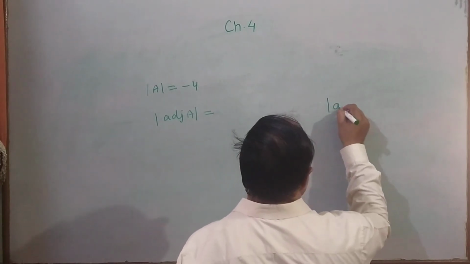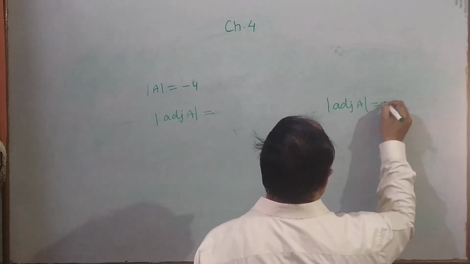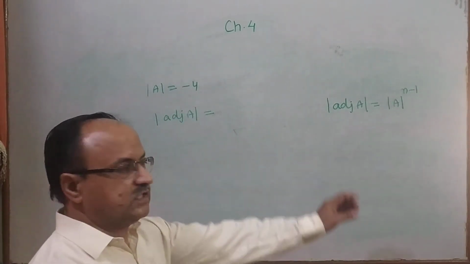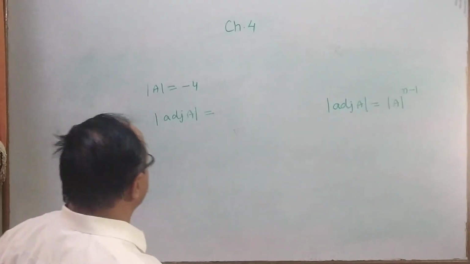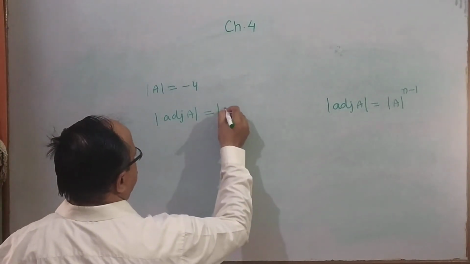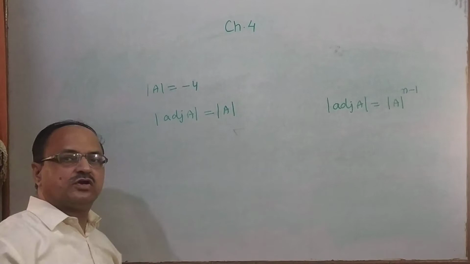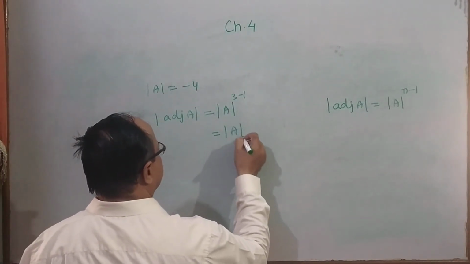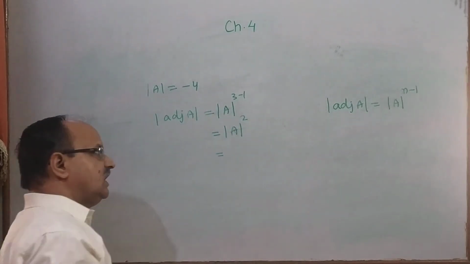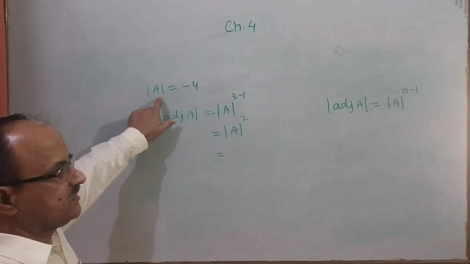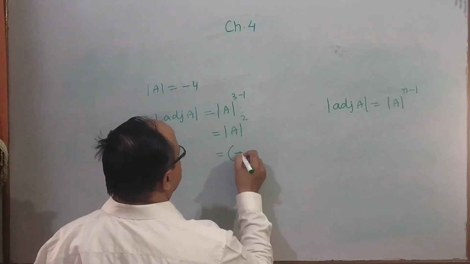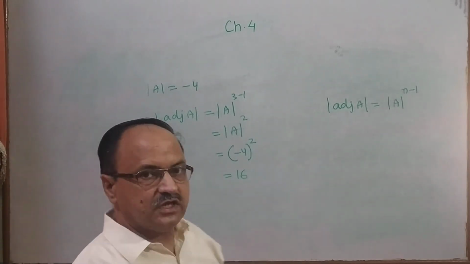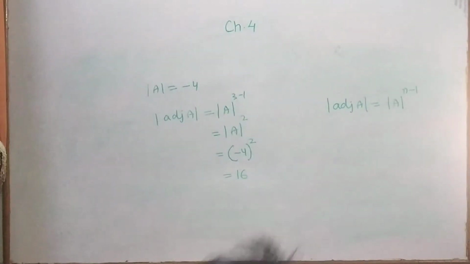Formula you know. Determinant of adjoint of A is equal to determinant of A to the power n minus 1. You can apply this formula, very important formula. N means order of matrix, that is 3. 3 minus 1, it means determinant of A to the power 2. Put the value of determinant of A, which is minus 4. It means 16 is the answer. One board question. Correct?